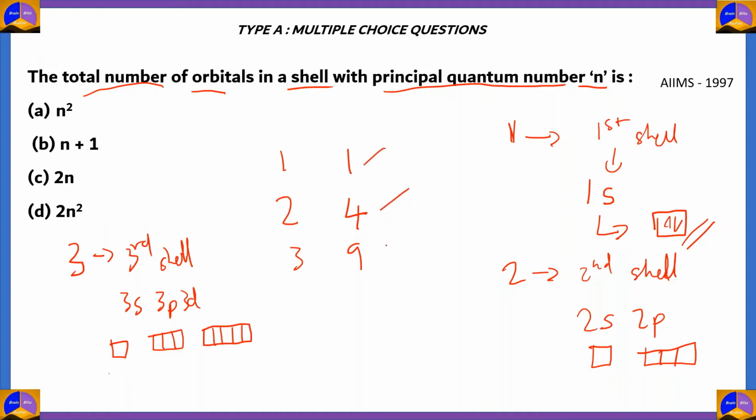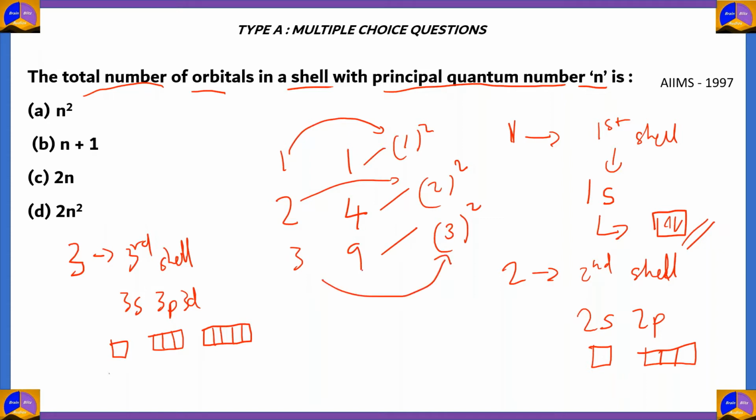Now the quantities 1, 4, and 9 can be written as 1 square, 2 square, and 3 square. So since the principal quantum number is 1, its square gives us the total number of orbitals, which is 1. Similarly, 2 squared gives you the total number of orbitals as 4, and 3 square gives you 9. And this we calculated for each shell. So therefore, the right answer is option A, n squared. The total number of orbitals in a shell with principal quantum number n is n squared.